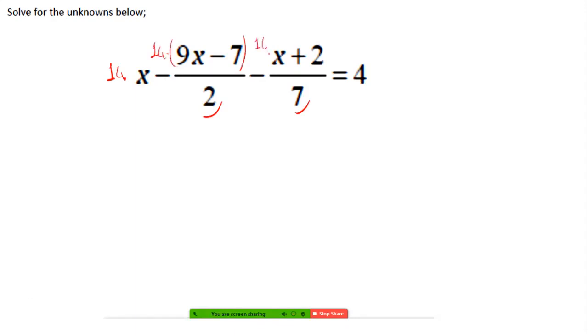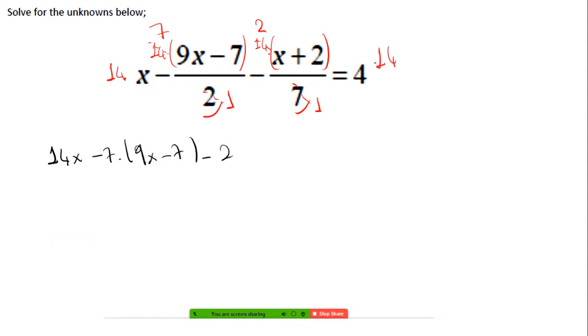Don't forget, you should open the bracket for this and this expression. And this one will be multiplying by 14, all terms. So this simplified will give me 7, and this will give me 2. Then when I rewrite, I will write 14x minus 7 times (9 minus 7), minus 2 times (x plus 2) equals 56.